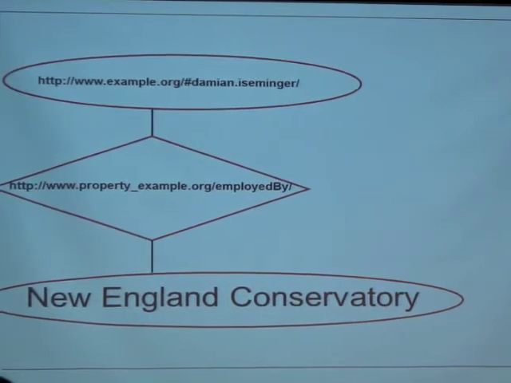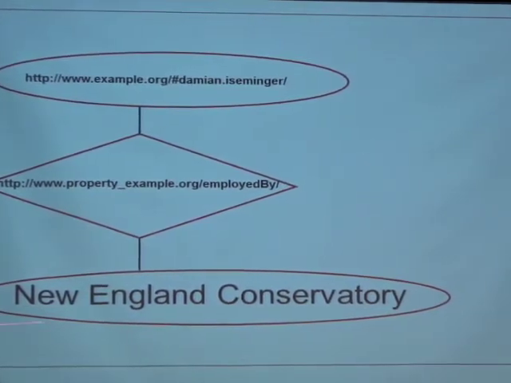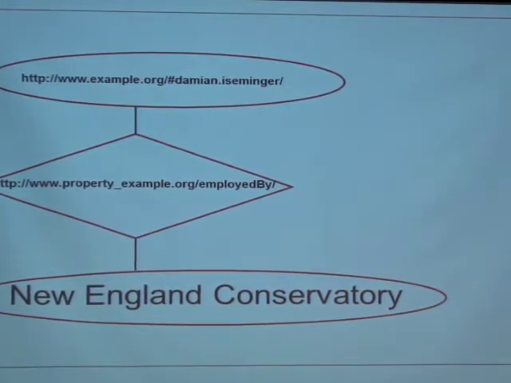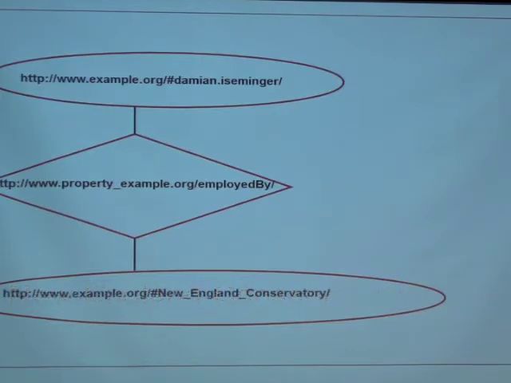Couldn't we also make RDF statements about the entity New England Conservatory? These could be statements about the location of the conservatory, the year it was founded, enrollment for a particular year, or faculty and staff members that work there. What makes the idea of the semantic web powerful is that the object of an RDF statement can also be the subject of another RDF statement. So in order to do this, we would also need to assign a URI to New England Conservatory. Say something like that.